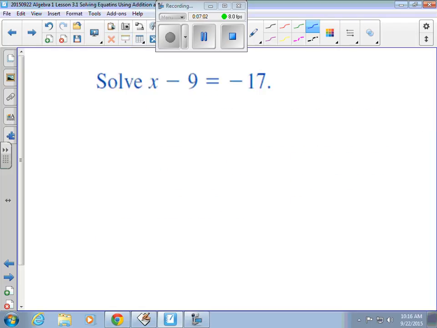On the back, solve this one. X minus 9 equals negative 17. Take 30 seconds.